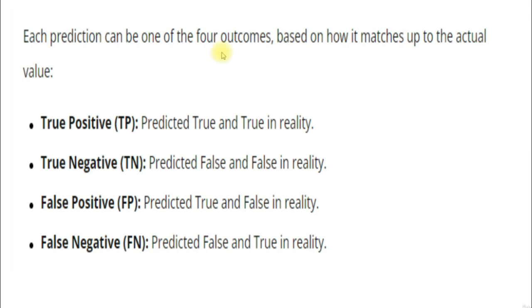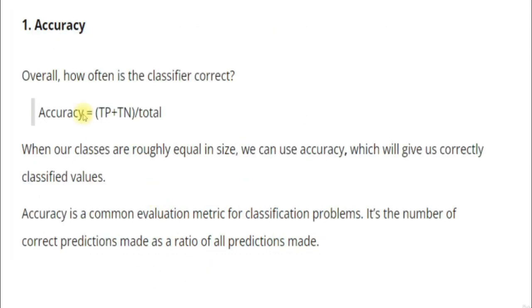Each prediction can be one of four outcomes based on how it matches up to the actual value. True positive, that is predicted to be true by the model and also true in reality. True negative, predicted false by the model, also actually false in reality. False positive, predicted true by the model, but actually false in reality. And false negative, predicted false by the model, but true in reality.